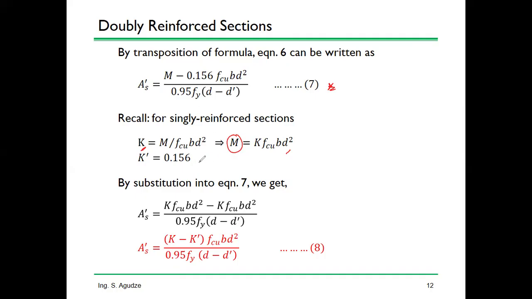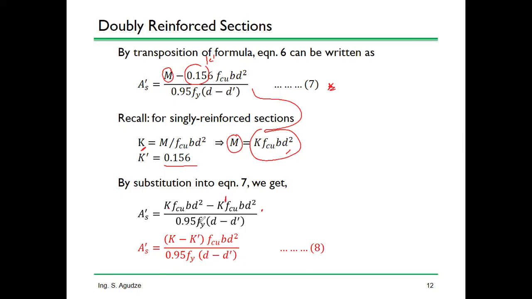And we also know that K prime is 0.156. So instead of 0.156 here, we'll put K prime. And instead of the M here, we will put K fcu bd squared. And then doing that, we will now simplify the equation to be like this. So we have K here. This one should have been K prime.